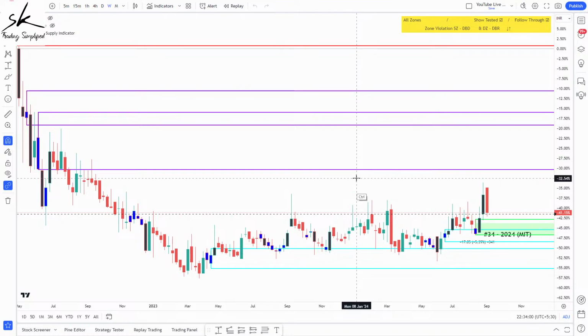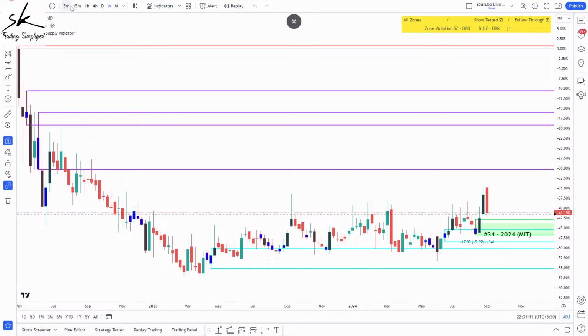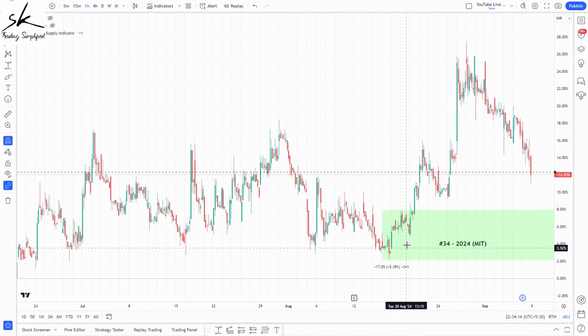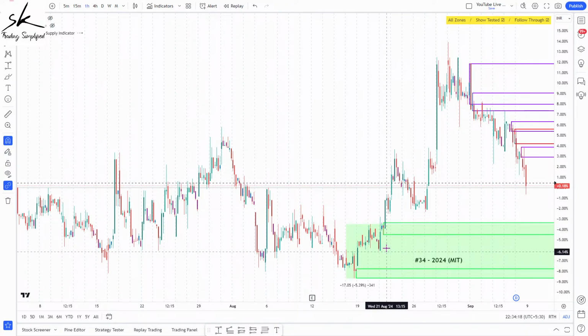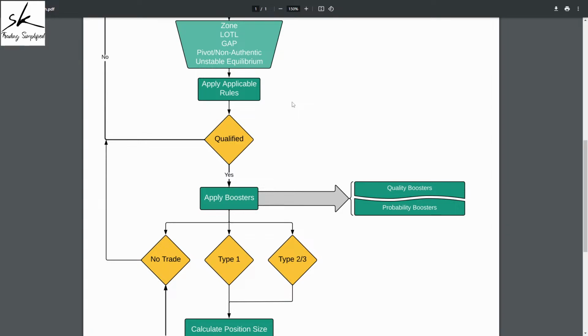And the second condition is that on my refining time frame, I need an authentic zone. Authentic zone means I need a rally-base-rally. So if I go to my refining time frame, in this case the daily time frame, you can see we do have this rally-base-rally structure, which the indicator will mark for us in just a few seconds. So yes, based on the aggressive rule, it is not qualified for us. But if you apply the conservative rule, it is absolutely qualified for us.